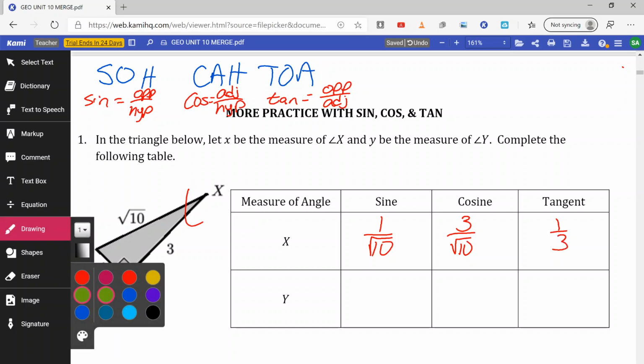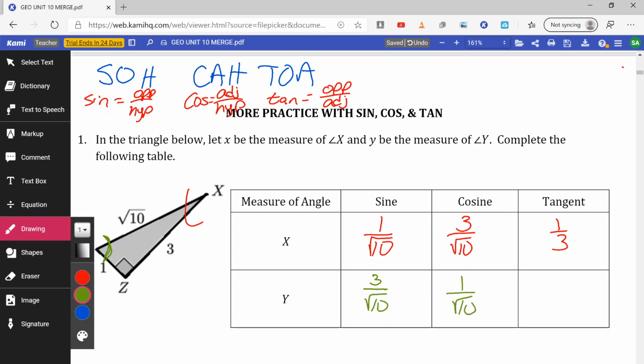If I wanted to deal with angle y here, sine would be opposite over the hypotenuse. So the opposite in this case is 3, and the hypotenuse is root 10. Adjacent, for cosine, adjacent would be 1. Hypotenuse is root 10. And then tangent being opposite over adjacent, 3 over 1.